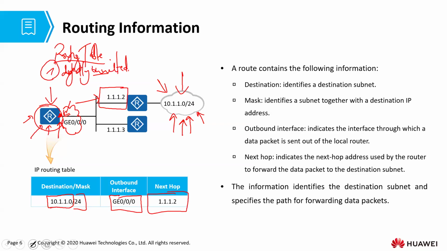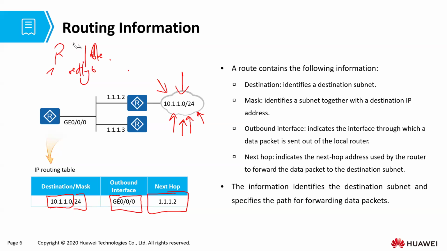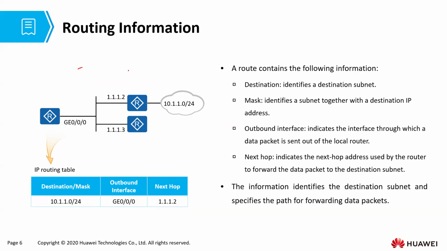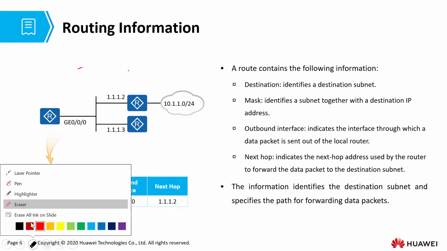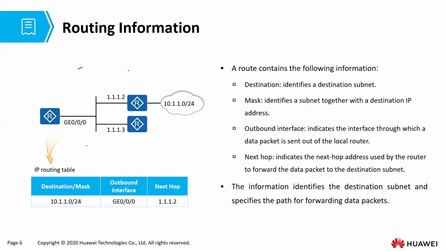So if I want to forward a packet to 10.1.1.0, what do I do? I will forward it via this exit interface, then to this next hop IP address. Once it gets there, this router will know, because it's directly connected to the destination network, it will forward directly to this one.